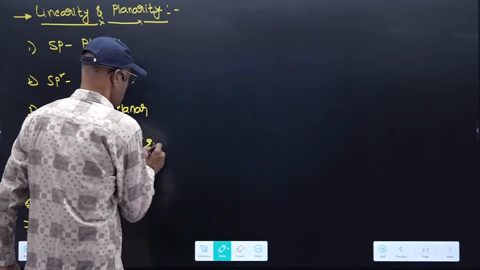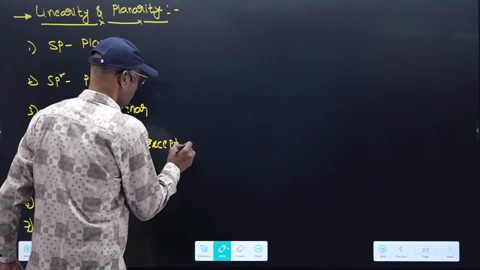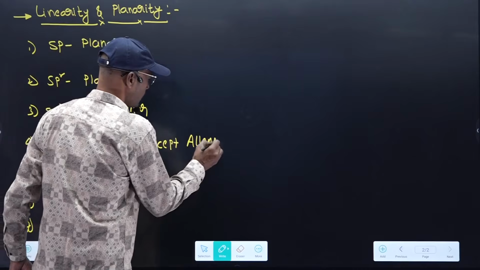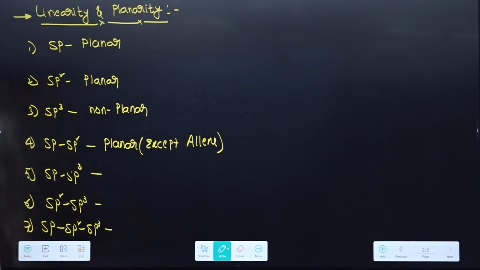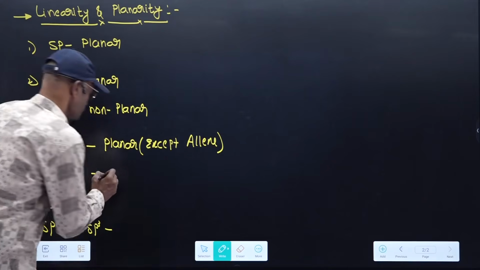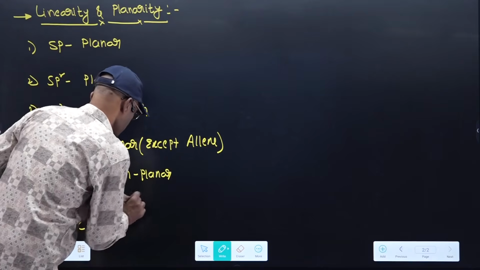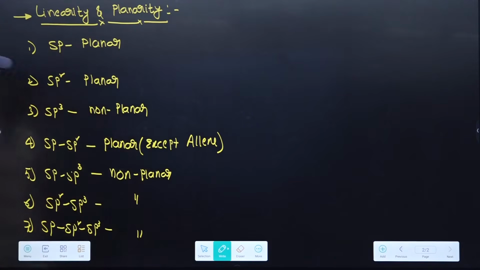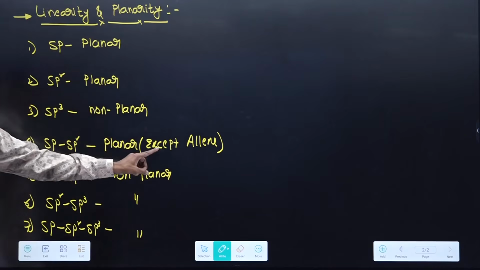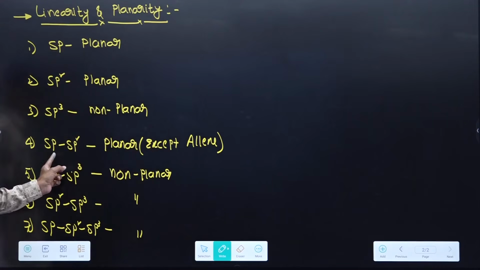Remember here one exception is there, except allene or propadiene. Except allene or propadiene, remaining all are planar. Okay, so this is non-planar. And here also non-planar. Only these two possibilities are planar. It is also planar, but depends on molecule. Except allene, remaining all are planar.